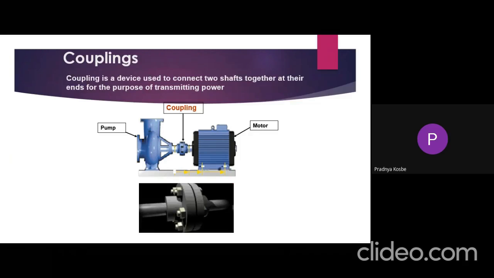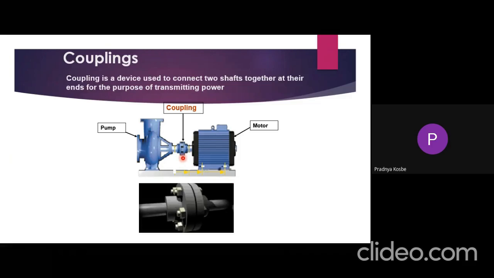Coupling is a device which is used to connect two shafts together at their ends for the purpose of transmitting power. In this figure, you can see this is a motor which is a driving element and pump is a driven element. And here we can see this is the shaft which is connected to motor and this is the shaft connected to pump. And this part is a coupling.